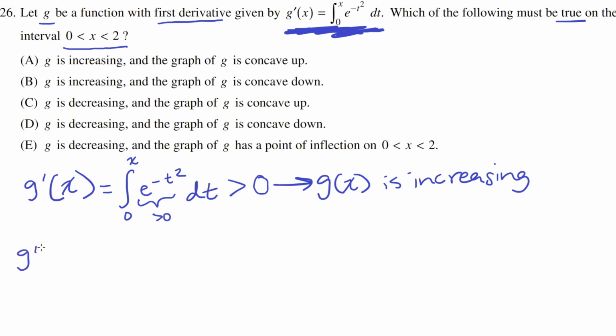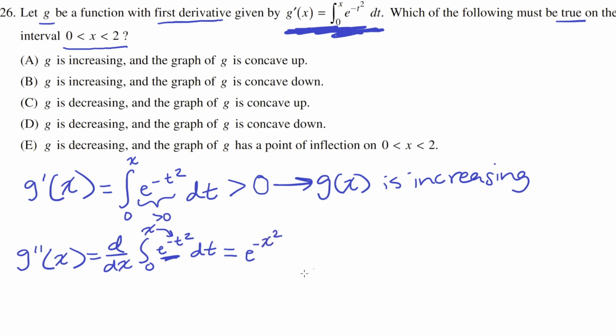Okay, but now that we know that it's increasing, let's find g double prime of x, or the second derivative of g of x, because the second derivative tells us about the concavity of the function. So g double prime of x is going to be the derivative with respect to x of g prime of x, this integral of e to the negative t squared dt. Here we're taking the derivative of an integral, and the second fundamental theorem of calculus states that the derivative of an integral is just equal to the integrand, but with the upper limit plugged into the integrand. So we plug in x for t, and we have e to the negative x squared. So this is our value of g double prime of x.